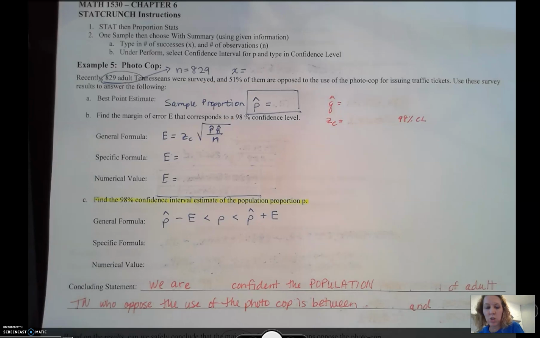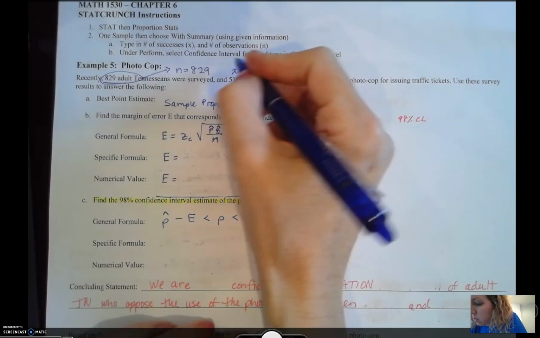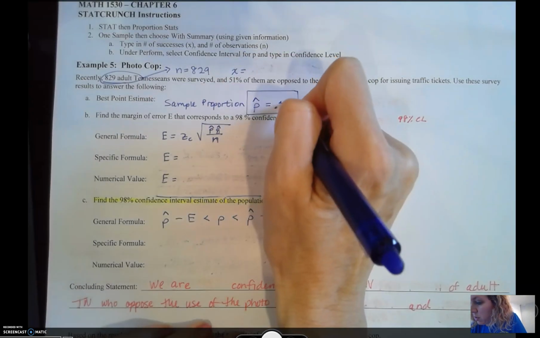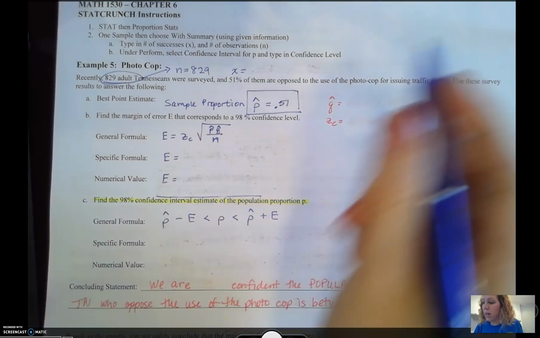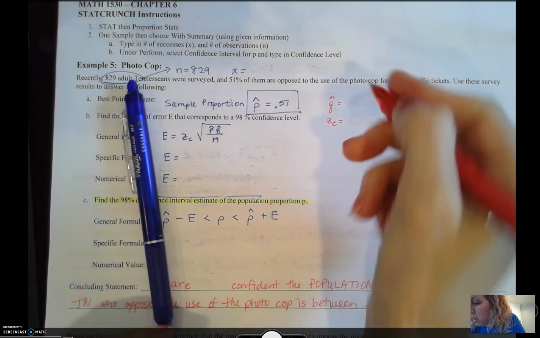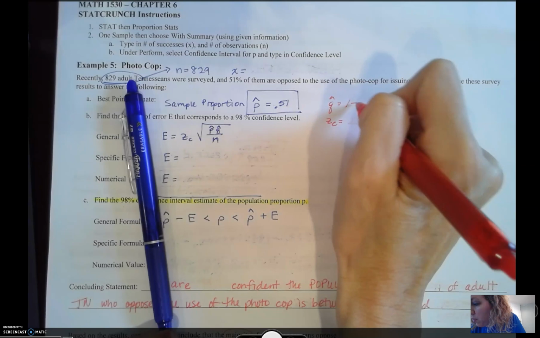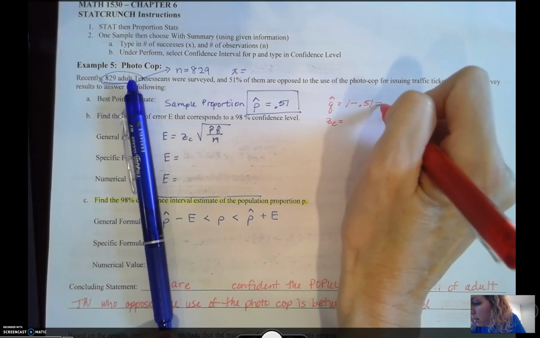The sample proportion, remember, the best point estimate is a sample proportion, and in this case, it's 0.51, 51%. That means q hat, the probability of it not happening, is 1 minus 0.51, or 0.49.